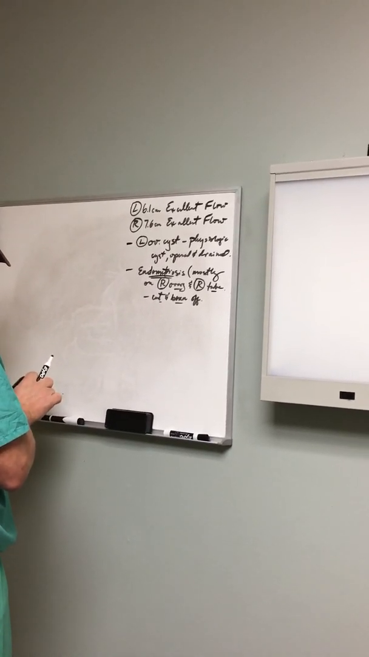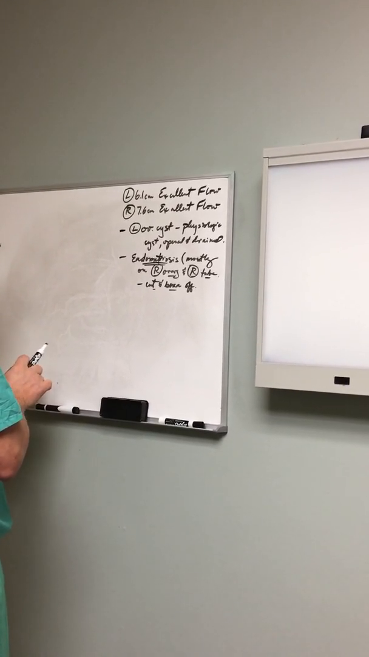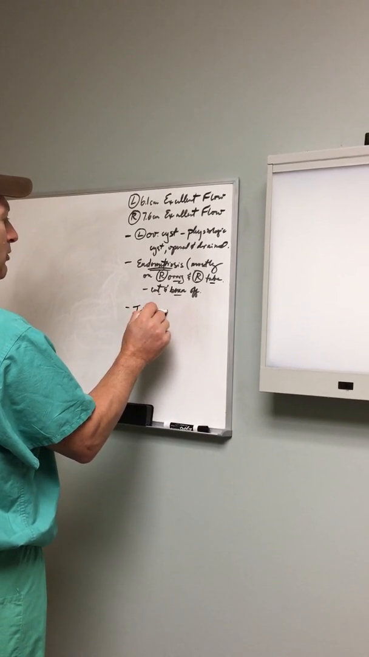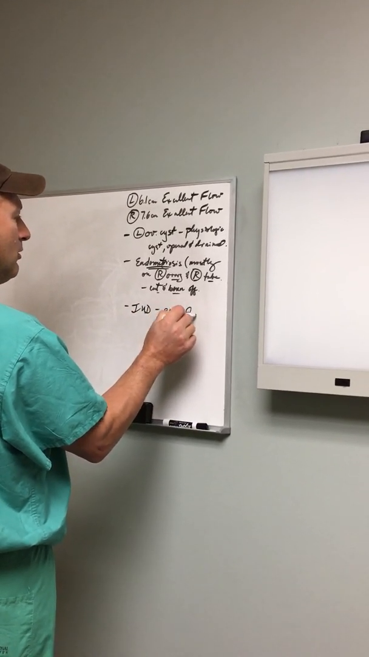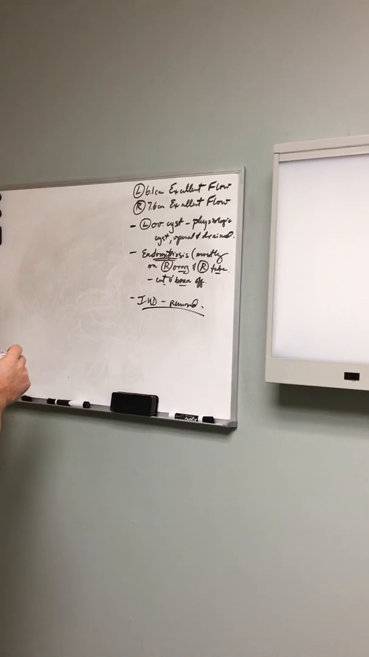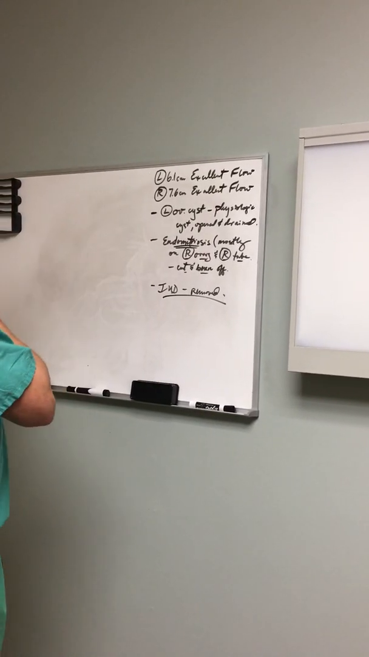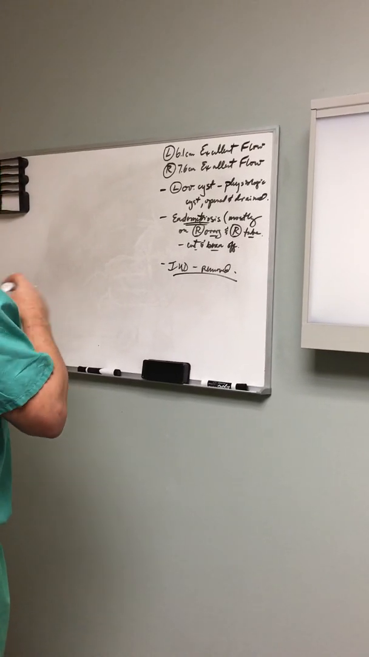So let's see. Left ovarian cyst, drained. The IUD, I removed the IUD as well. So those are the results, and I'll explain the surgery now.